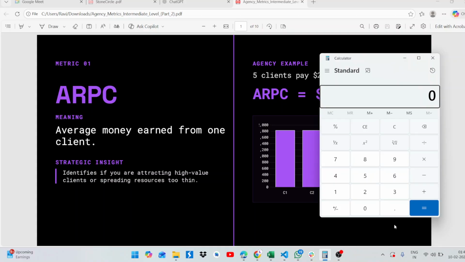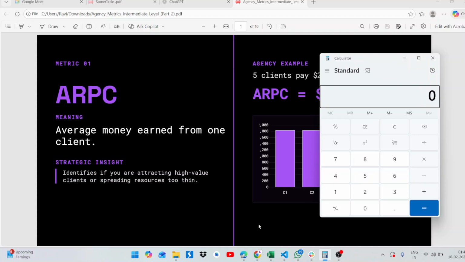Now, the first term is ARPC, which is average rate per client. Although it's not self-explanatory, it is not how many clients you have, and it is definitely not how much money you're making, but a division between the two. Let's say you are earning 4,000 from four clients. Then the ARPC is 1,000 per client. We are just adding up the total value and dividing by the number of clients.